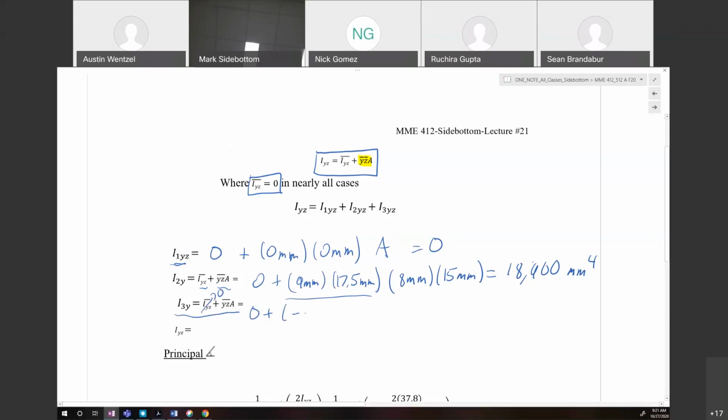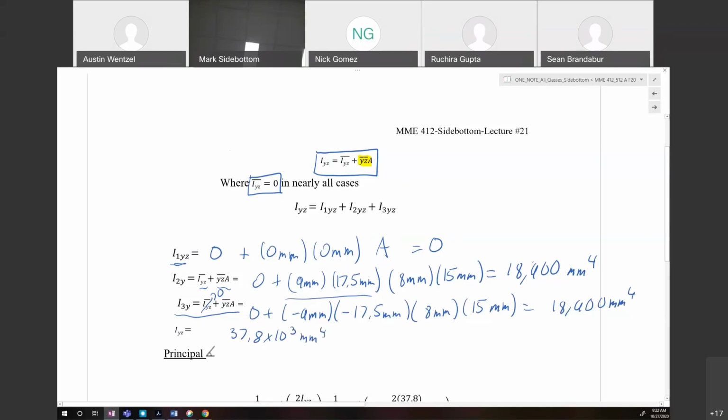So we get minus 9 millimeters times minus 17.5 millimeters. And our area terms will be the same, so it'll be 8 millimeters and 15 millimeters. All right, so we'll get the same answer of 18,900 millimeters to the fourth. So our IYZ would give us 37.8 times 10 to the third millimeters to the fourth.